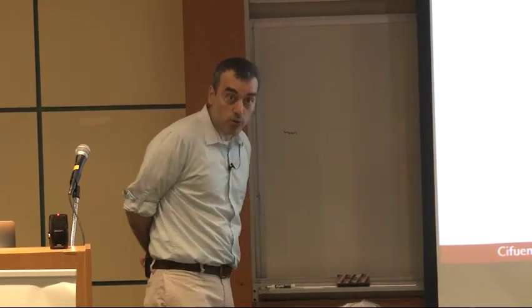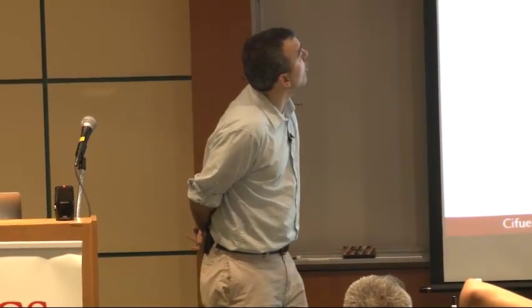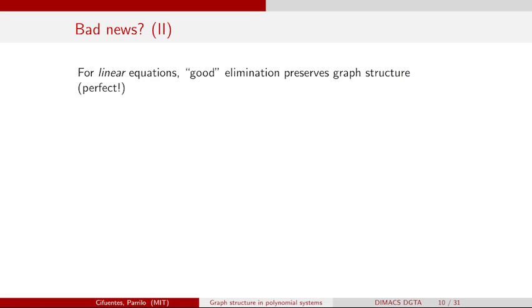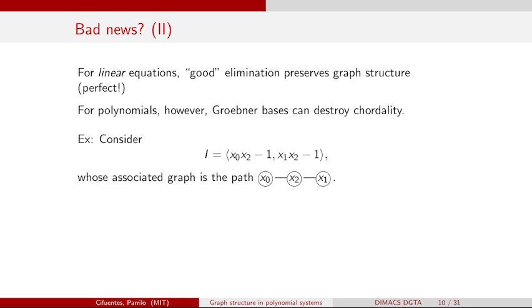But let me point out some other possible source of bad news for solving equations. One of the things that we know from linear algebra is that these good elimination orderings preserve the graph structure. That's very much a reason why they were developed in linear algebra. They're perfect, right? When you do the Cholesky factorization of a sparse matrix, the factor is also sparse. So if you have 1 million variables, but the graph is very sparse, all your computations are going to be sparse. But when you look at polynomial equations, things are more complicated than linear equations, as you would expect.